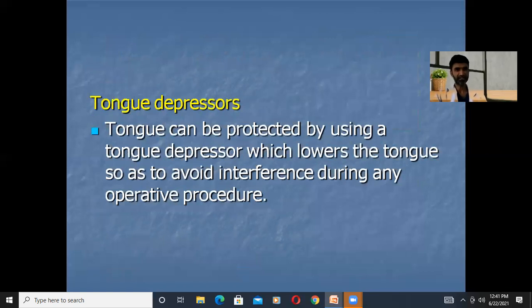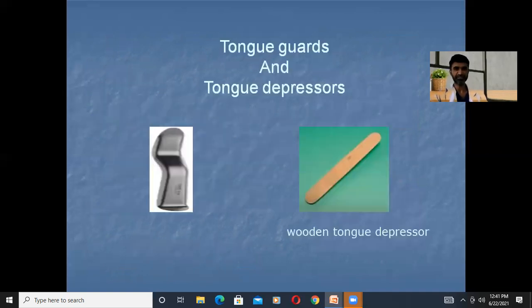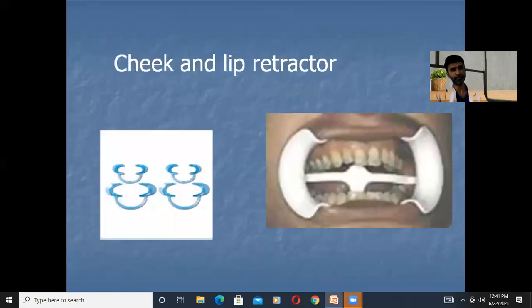Tongue depressors. The tongue can be protected by using the tongue depressor, which lowers the tongue so as to avoid interference during the operative procedures, like preparation of the tooth or whatever procedure we are performing. These are the tongue guards and tongue depressor, and a disposable wooden tongue depressor also can be used.